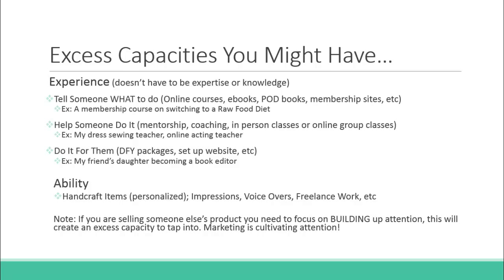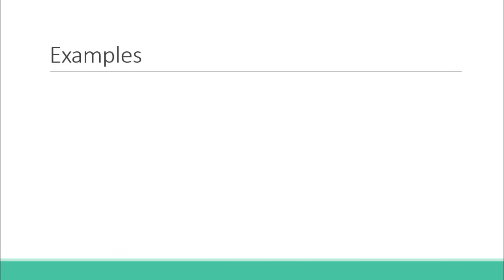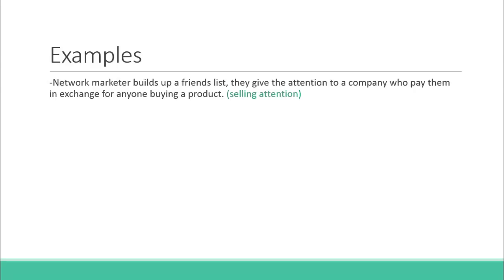But let's move on to some actual examples of creating an income online. So say, as example number one, you're a network marketer for a skincare company, and you've already built up a friends list. So you tell your friends, hey, I just got this new skincare. This is what it's done for my skin. They're paying attention to you because they know you. You pass that attention on to the company by saying, this is how I have dealt with my skin problems. And so you're basically giving the attention of your audience to the company.